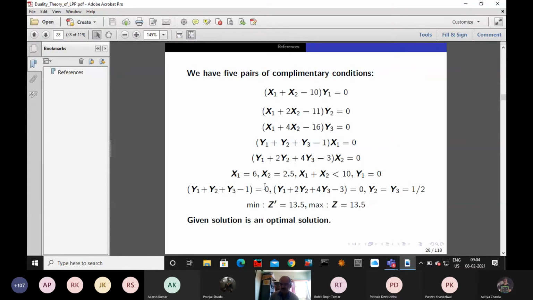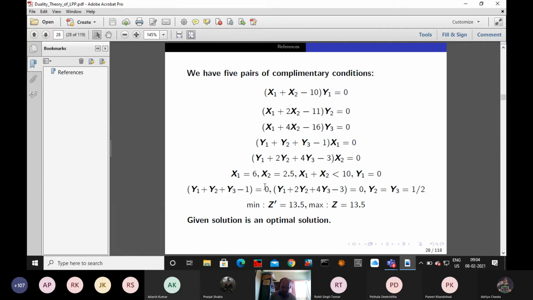Okay. So we have got 5 complementary pairs. But what is the solution? We have got x1 equal to 6, x2 equal to 2.5. We would like to check whether this is an optimal solution. If this is an optimal solution, it will fulfill all the dual and primal conditions, and your solution will fulfill the weak and strong duality theorems.